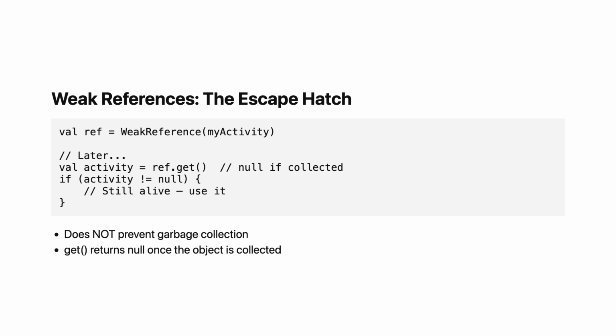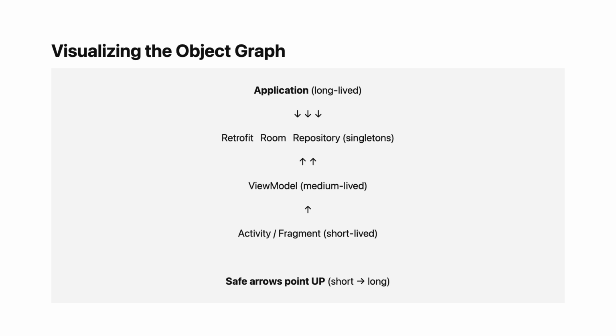In code you wrap the object: WeakReference(myActivity). When you want to access it later, you call get. If it returns null, the object was collected. If it returns the object, it is still alive. Weak references are a critical tool for breaking leak patterns. If that callback manager held a weak reference to the activity instead of a strong reference, the activity could be collected normally. The manager would get null when it tried to invoke the callback, and it could clean up gracefully. We will explore weak references in much more depth in a later video. For now, just know that they exist and they let you observe an object without prolonging its life.